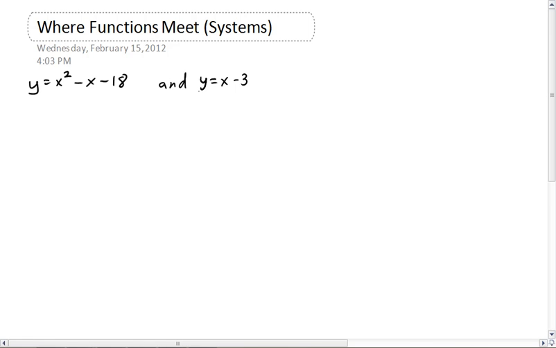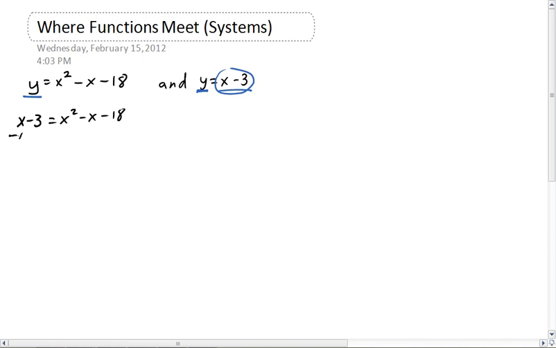All right, so let's go straight into it. Since we know that y is equal to x minus 3, that means we can put x minus 3 in for any y. Right there I've got a y, so I'm going to put x minus 3 in for it, and I'm going to write x minus 3 equals x squared minus x minus 18. By doing this, I should be able to get the x values where the two graphs cross. So let's go ahead and solve.